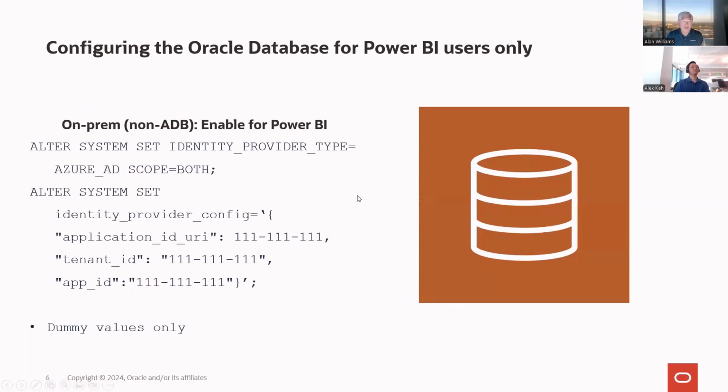So for on-prem, for non-autonomous database, that's on-prem and other DBaaS instances like ExaCC and ExaCS, you have two alter system parameters you set. You set the identity provider type to Azure AD. This is obviously before they changed the name to MSCI. And then you alter system set some parameters. This is normally used for metadata from the full configuration, but we still need to set it. You can just put dummy values in here, because there is no application ID URI when you're just doing this quick configuration. It doesn't have to be these numbers, it could be anything in here.